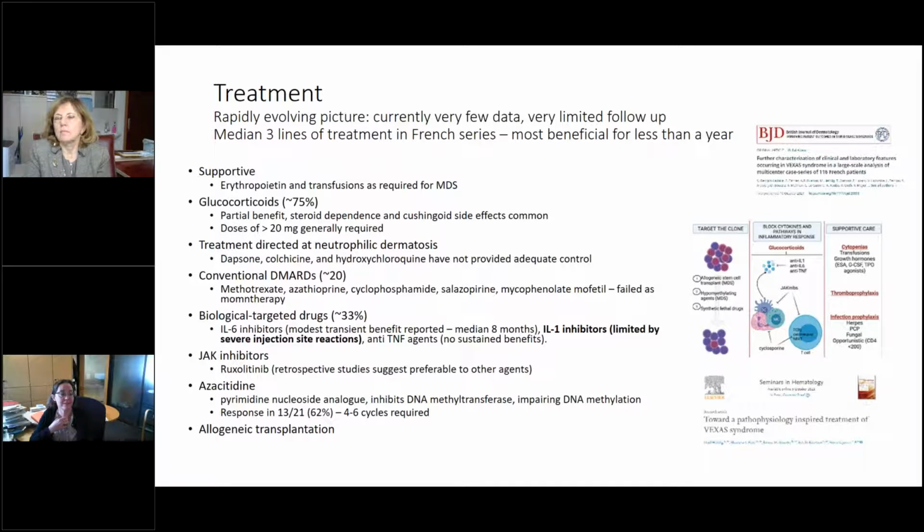Azacitidine, which is a licensed agent and a pyrimidine nucleoside inhibitor that impairs DNA methylation, may be useful, not just in treatment of myelodysplasia, but also suppressing inflammation. And there is interest in allogeneic transplantation. This is a high-risk procedure, and although it may be curative, the risk of treatment-related mortality so far has been really quite considerable, and patient selection appears key.